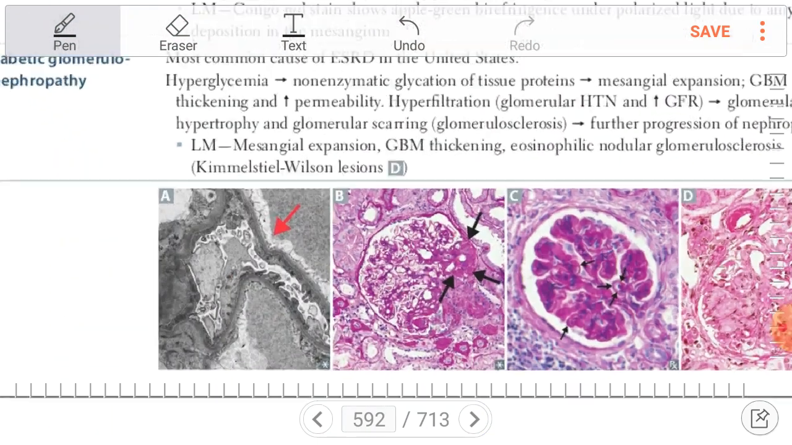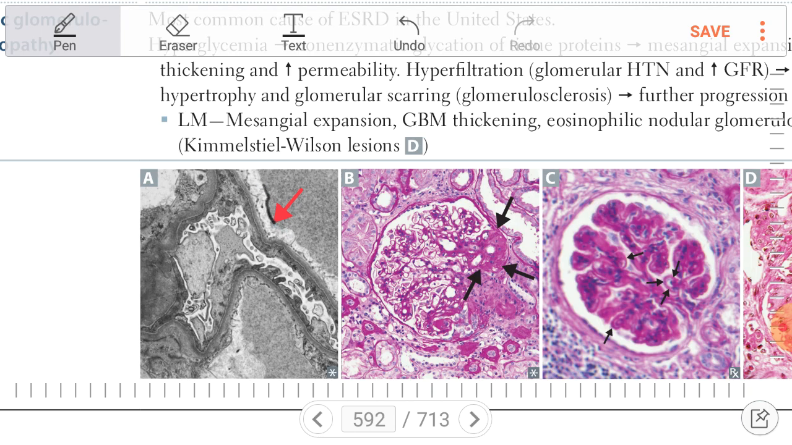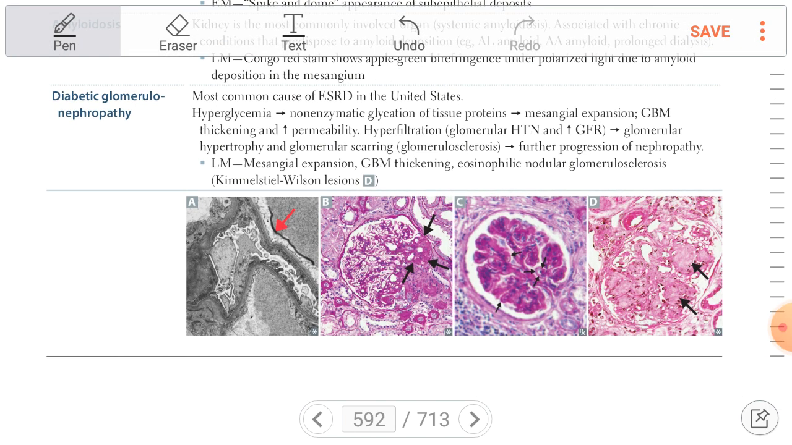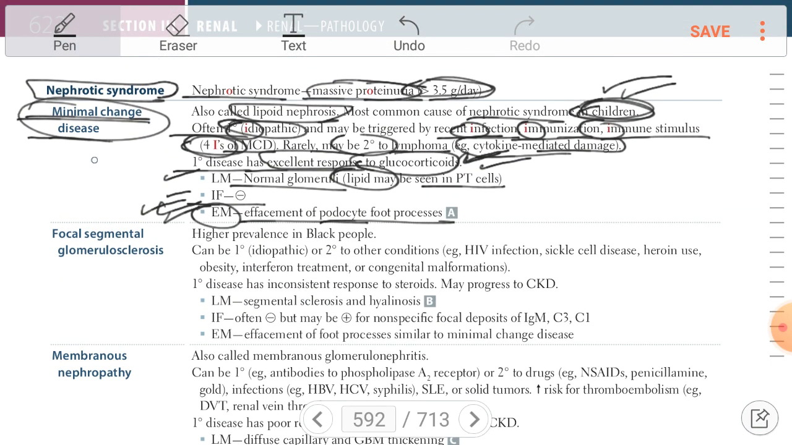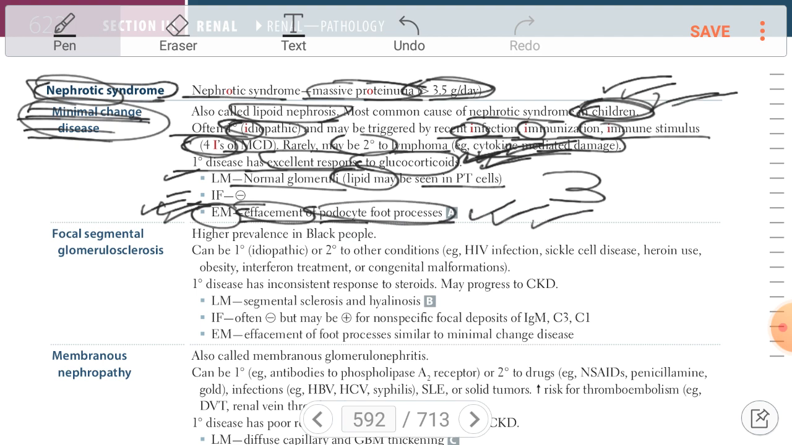So this is effacement of podocyte foot process. So in minimal change disease, in nephrotic syndrome, you must remember three. What are the three? Children, excellent response to what? Glucocorticoid, effacement of podocyte foot process. So again, minimal change disease, you must remember that nephrotic syndrome with massive proteinuria, more than 3.5 grams per day in children, excellent response to what? To glucocorticoid, plus effacement of podocyte foot process.